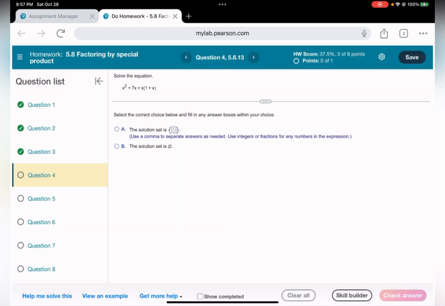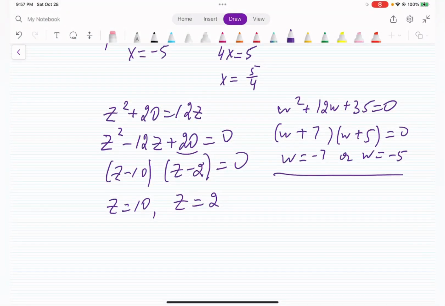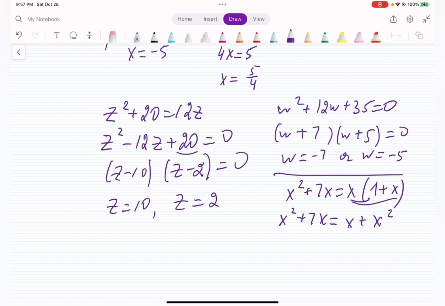Number 4. X squared plus 7x equals x times (1 plus x). All right, well, let's solve it. So we are getting x squared plus 7x equals x plus x squared.